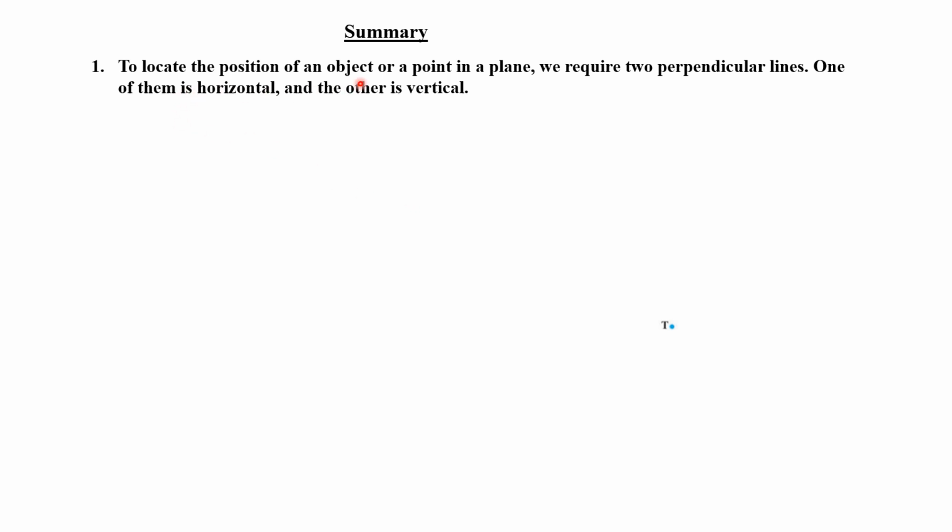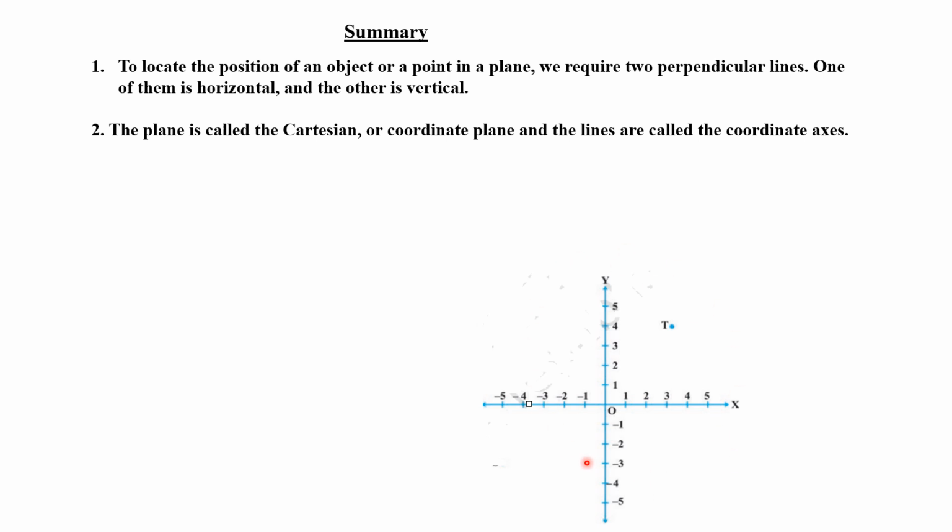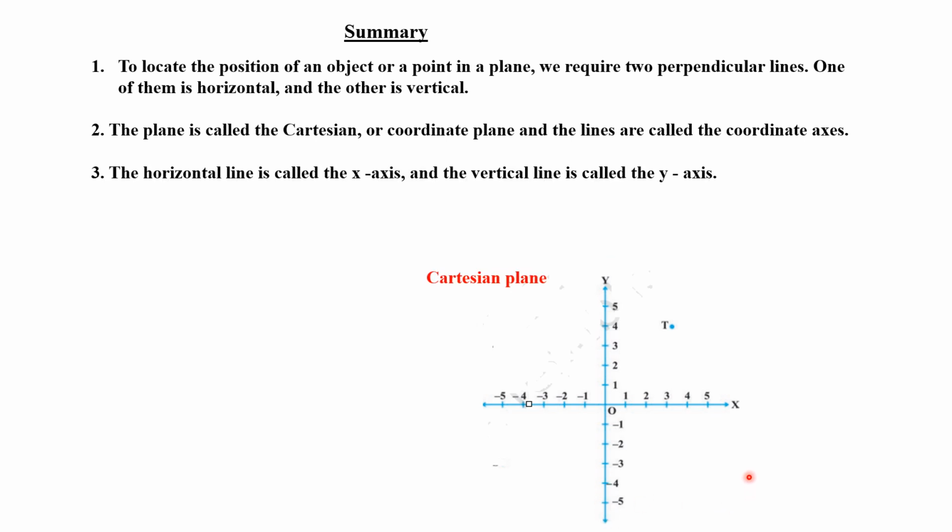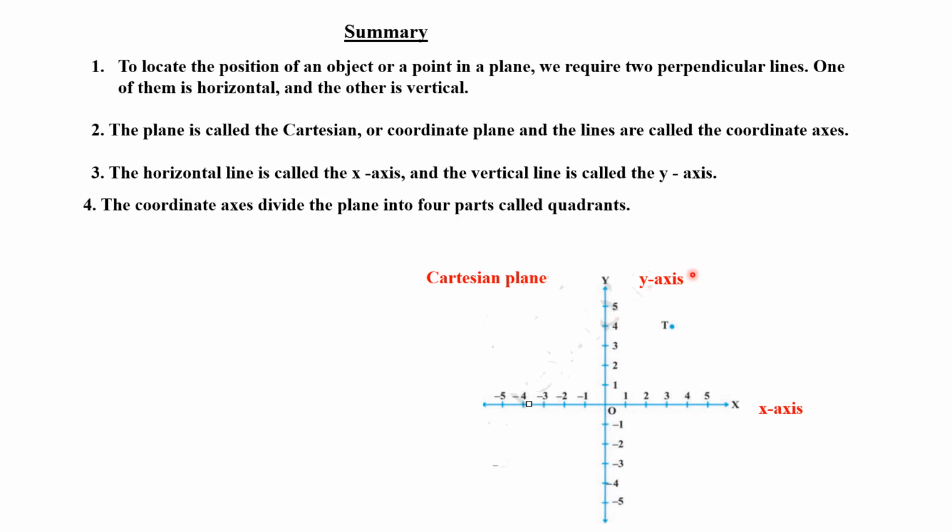So first of all, to locate the position of an object or a point in a plane, we require two perpendicular lines. So here you can see that there is a point and this is your plane. To locate its position, I need two perpendicular lines. One of them is horizontal and the other is vertical. So these are my two perpendicular lines. This plane is known as the Cartesian plane or coordinate plane, and these lines are called coordinate axes. This horizontal line is called the x-axis and the vertical one is the y-axis.